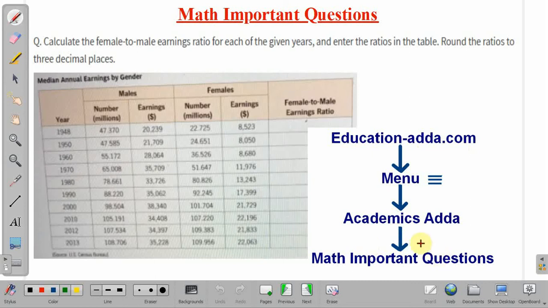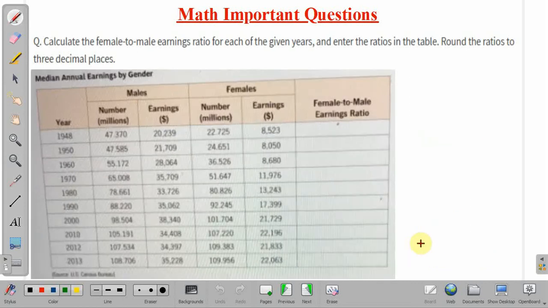Okay. Coming back to the given problem, see what is given here. A data from US census is given regarding males and females earning. Okay, and we have to calculate female to male earning ratio for each of the given years and then enter the ratio in this table. Okay, and we have to round the final values to 3 decimal places.